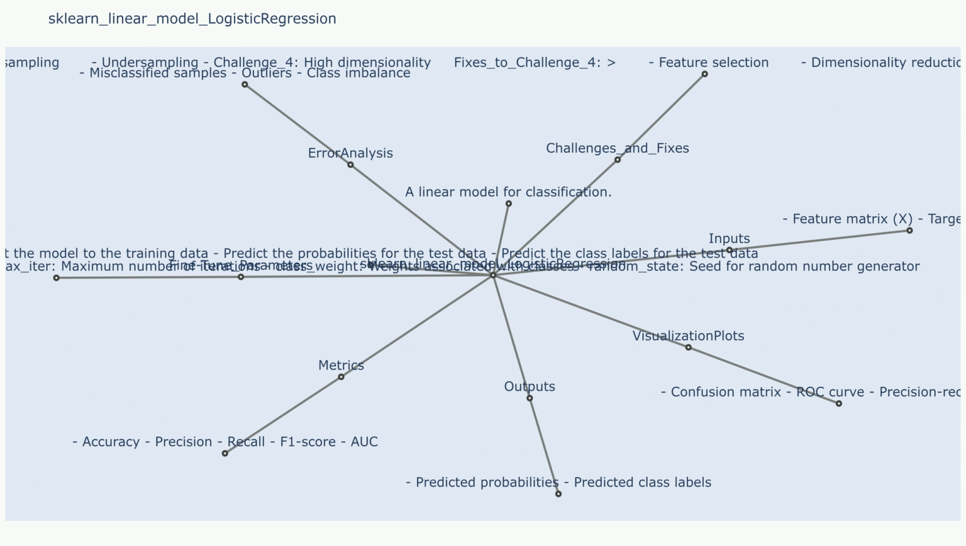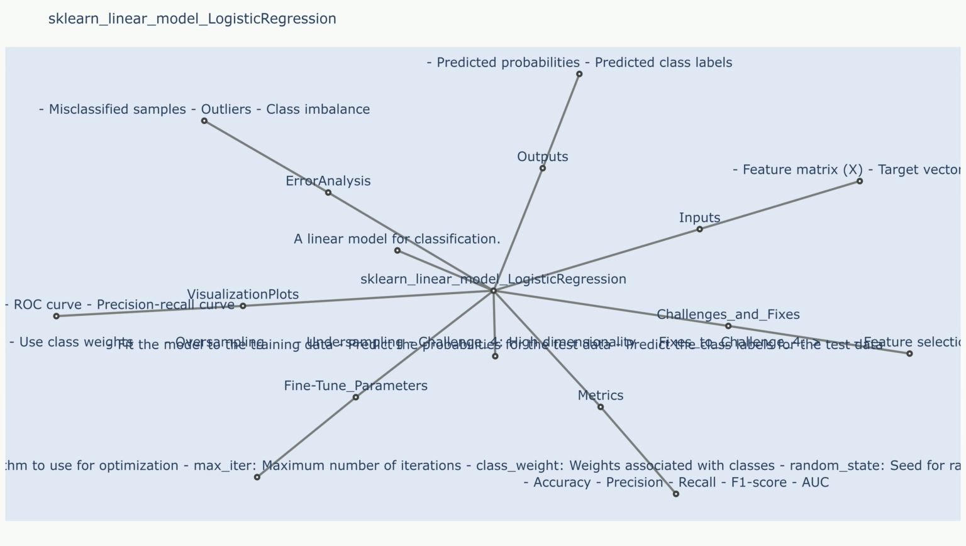Uncertainty methods. Confidence intervals can be calculated for the predicted probabilities using techniques like bootstrapping or Bayesian inference. Prediction intervals can be constructed to provide a range of possible outcomes for predictions. Challenges and fixes. Challenge 1: overfitting. The model may perform well on the training data but poorly on unseen data.